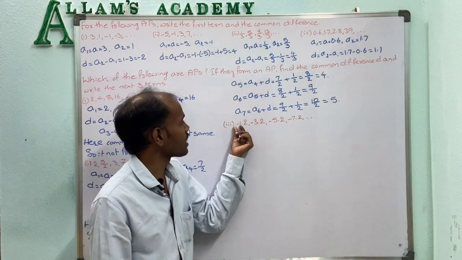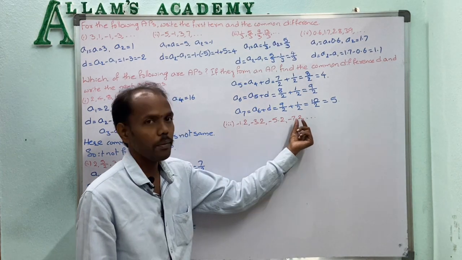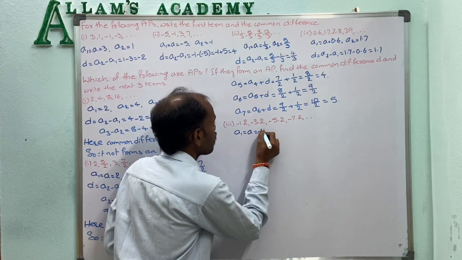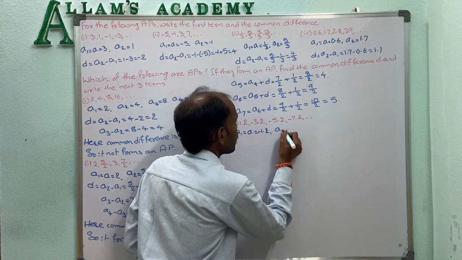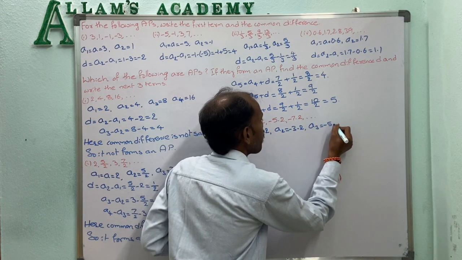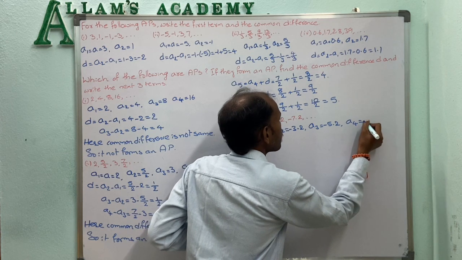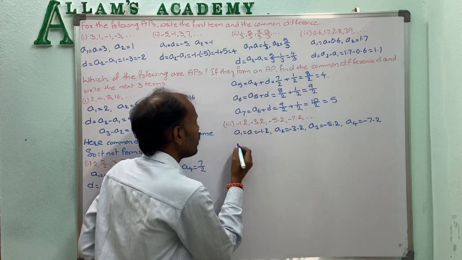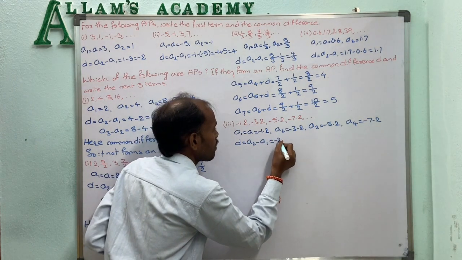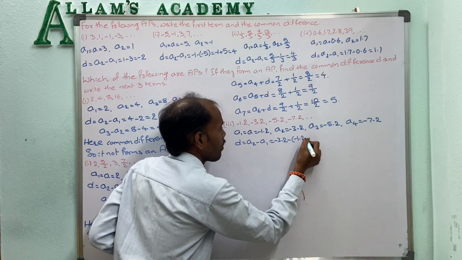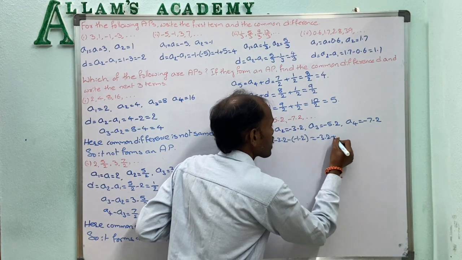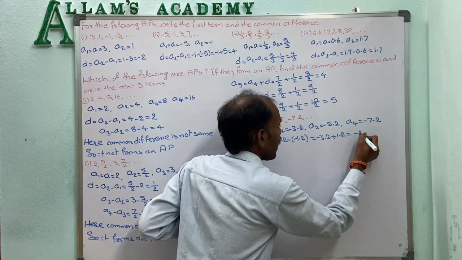Here the given series is minus 1.2, minus 3.2, minus 5.2, minus 7.2. So the first term A1 is equal to A equal to minus 1.2, the second term A2 equal to minus 3.2, the third term A3 equal to minus 5.2, and the fourth term A4 is equal to minus 7.2. Now the common difference D equal to A2 minus A1, that is minus 3.2 minus of minus 1.2. Minus into minus is plus, so minus 3.2 plus 1.2 is equal to minus 2.